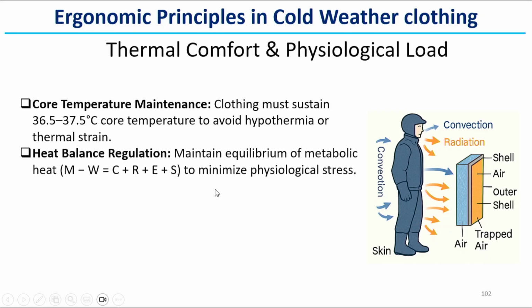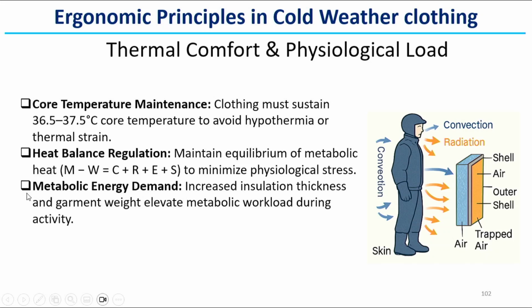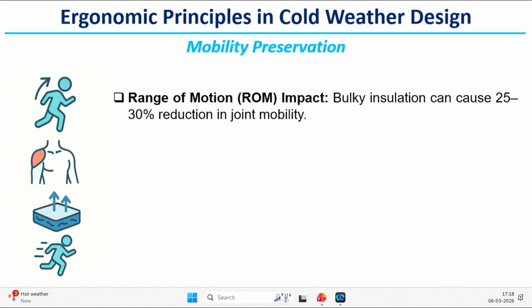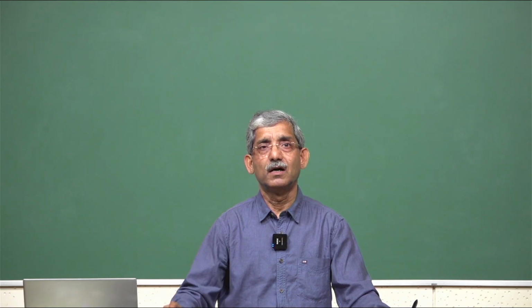And ergonomic principles in cold weather clothing: thermal comfort, core temperature maintenance at 36.5 to 37.5, and heat balance should be there, and mobility. Metabolic energy demand should be considered, and mobility should not be restricted. If the heat balance is not there properly, the physiological load will increase, and thermal sensation and performance suffer. Discomfort increases fatigue and reduces the physical and cognitive performance in extreme cold conditions. We have to maintain all these requirements. Mobility preservation concerns the range of motion: bulky insulation can cause a 25 to 30% reduction in joint mobility.